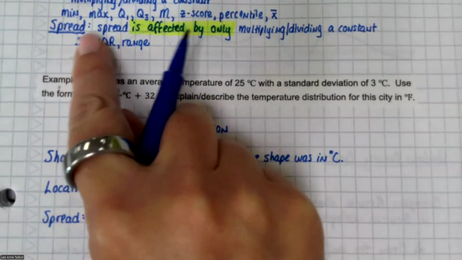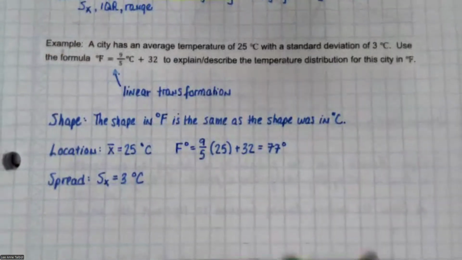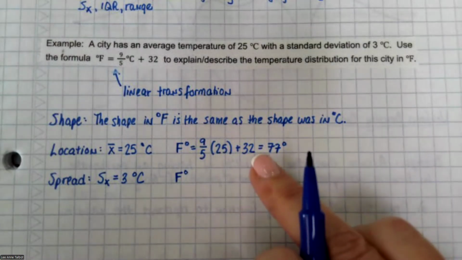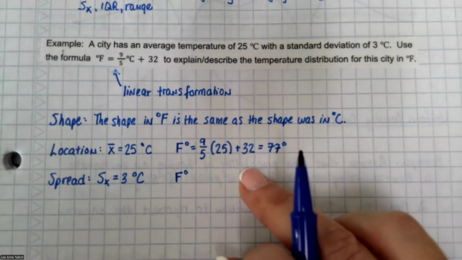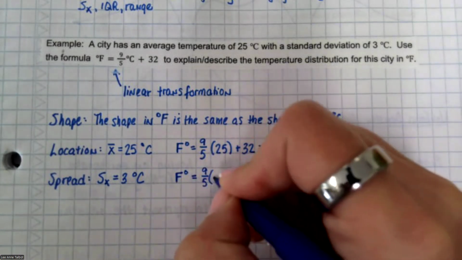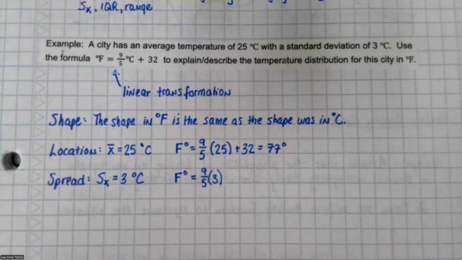Okay, back to spread. Spread is affected only by multiplying and dividing a constant. Okay, so this is the detail I was talking about. You have to resist the urge to add the 32. You only multiply the 9/5. It's not going to get plus 32 more spread out. That's just a shift. Think about how much more spread out that would be if you added the 32. That would be a lot of spread. The only thing you're going to do is multiply.